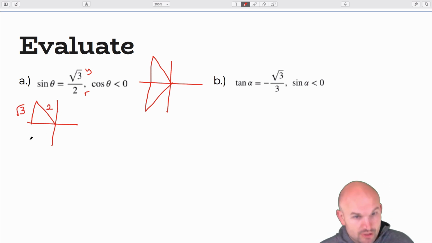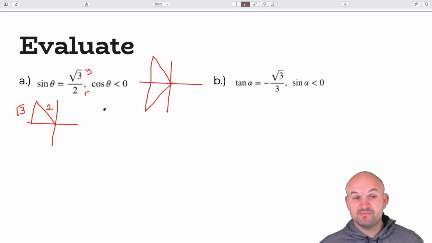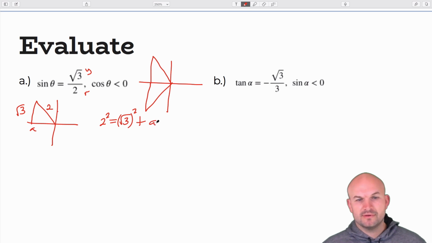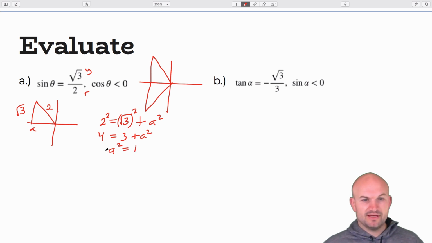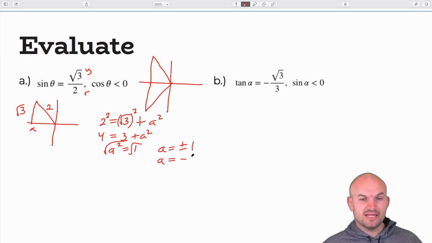Now again, I do not know my x value in this case, so I'm going to use the Pythagorean theorem. I'm going to say 2 squared equals square root of 3 squared plus, let's call this a again, a squared. So this is 4 equals 3, since square root of 3 squared is just 3, plus a squared. And therefore, a squared is equal to 1. Subtract the 3, right? And then you square root both sides. So therefore, a equals plus or minus 1, which again, since we're going to the left here, we can see that a is going to equal negative 1.